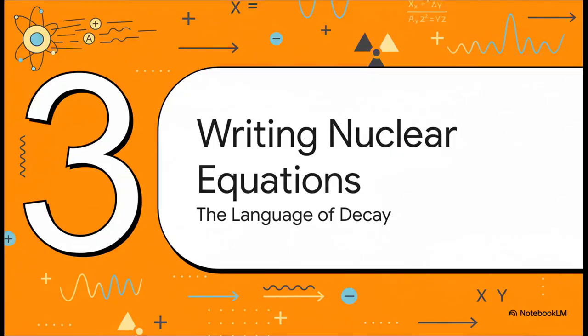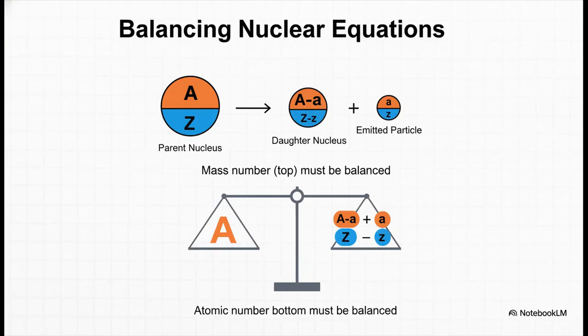Right, so we know what decay is and what it shoots out. Now let's look at how physicists actually write all this down. Think of it as the special language they use to describe exactly what's happening inside that nucleus. Just like with chemical equations, the big rule here is that everything has to be balanced. But we're not balancing atoms. Here, we're balancing the mass number, that's the top number, and the atomic number, which is the bottom number. The total of the top numbers on the left has to equal the total on the right. Same for the bottom numbers.